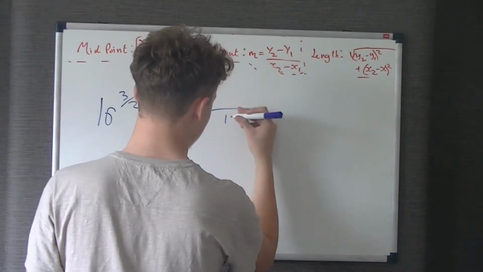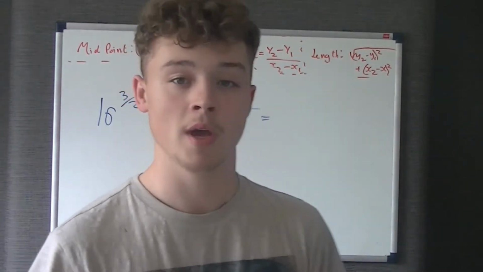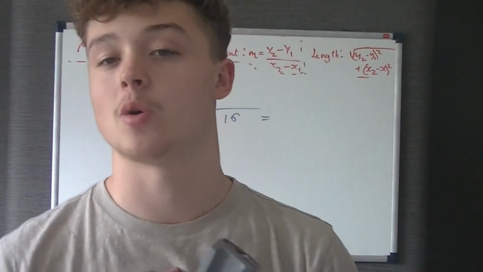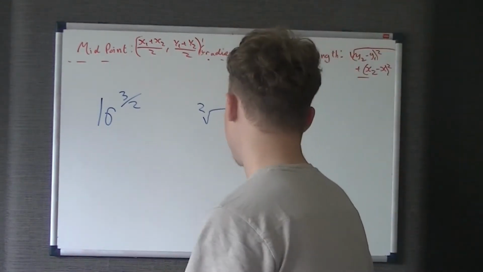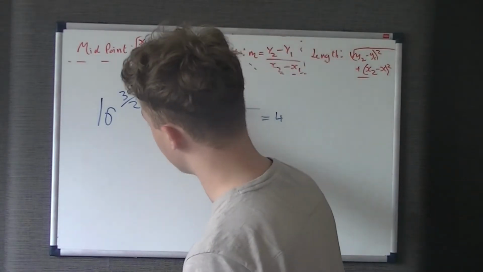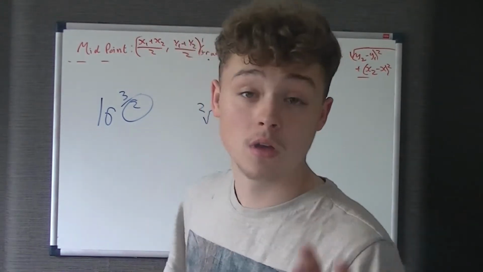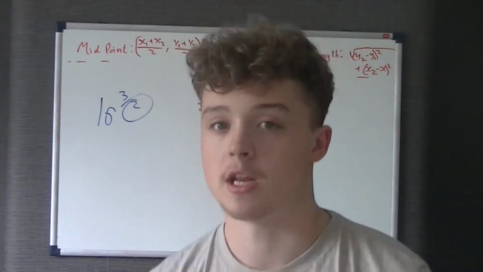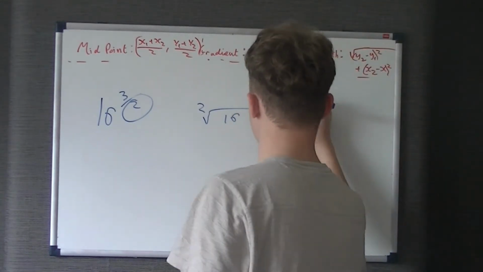Bear in mind this is a non-calculator paper, so you should be able to do these off the top of your head. If you've got 3 over 2, they're generally not going to ask you for the cube root of 16. Even though you could do it, it is 2, by the way, generally they'd ask you for the square root, so that's 4. What I mean is you square root it, and the 3 is the power, so 4 to the power 3.